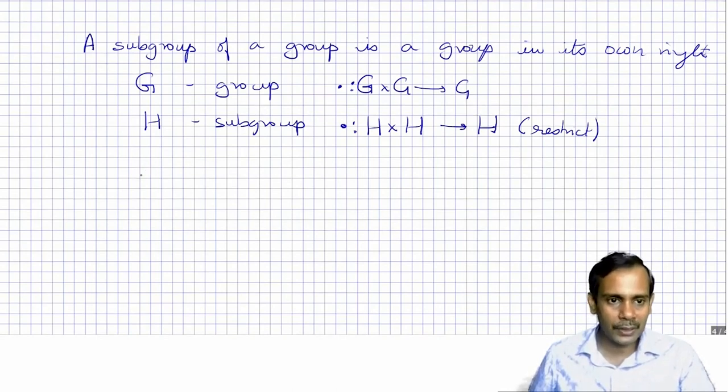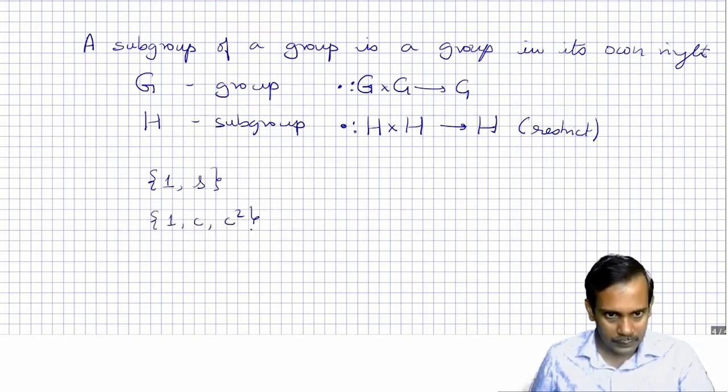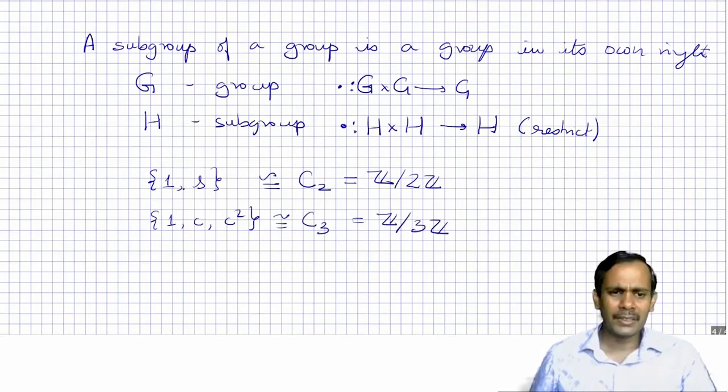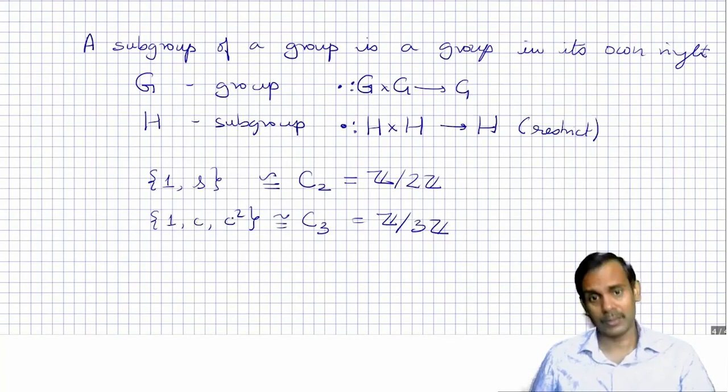Okay, so let's look at these two examples that we had earlier. We had two subgroups of S3. We had the group {1, S} and {1, C, C squared}. So the first is a group with two elements. In fact, it's isomorphic to C2, the cyclic group of two elements, integers mod 2, and the second is isomorphic to the cyclic group with three elements, also known as Z mod 3Z. You can just see how to do this. 1 goes to 0 in Z mod 2Z, and S goes to 1 in Z mod 2Z. Here, 1 goes to 0, C goes to 1, and C squared goes to 2.